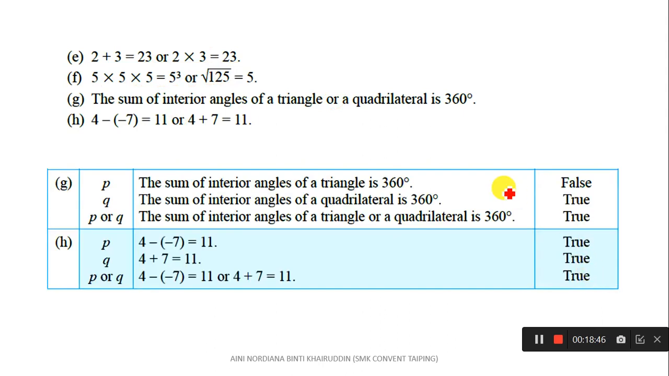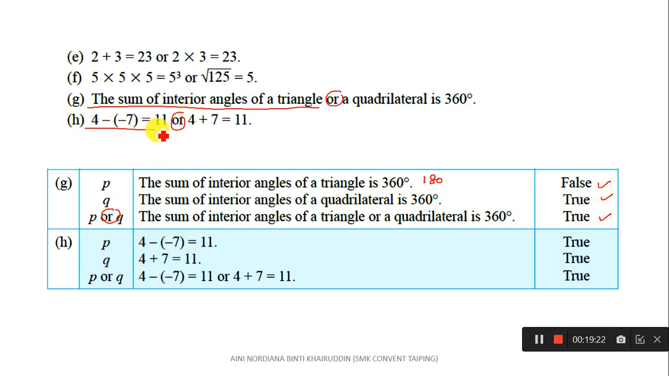Next for G. So this is the first statement. The sum of interior angles of a triangle is 360. This is false, because the sum of interior angles of a triangle is what? 180. The sum of interior angles of a quadrilateral is 360. This is true. So with the word or here, it becomes a true statement.